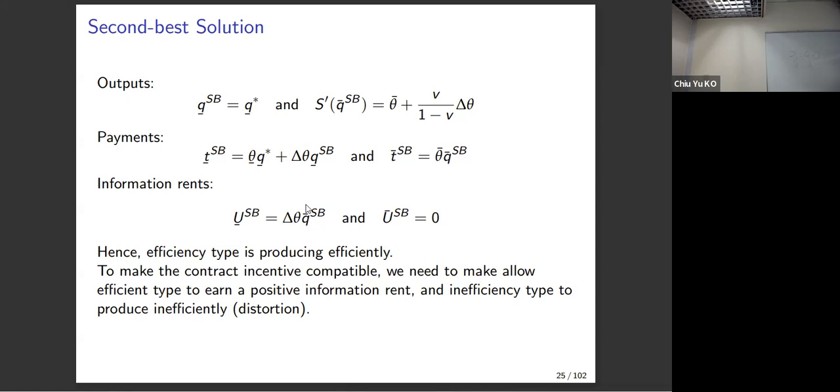This is efficient, because it's the good type, the efficient type. You still do the same as the inefficient type. You will still do as you would do. I design the contract such that you would be doing as you would do if I knew who you are. I design the contract for you.